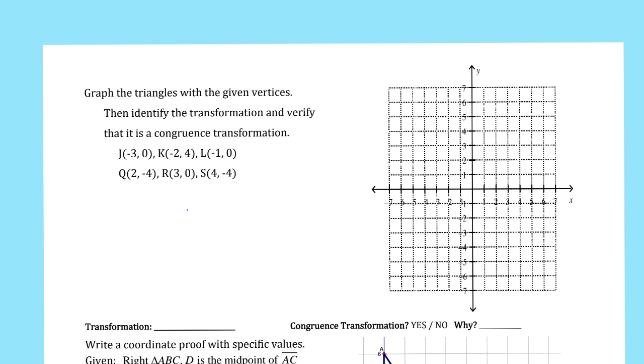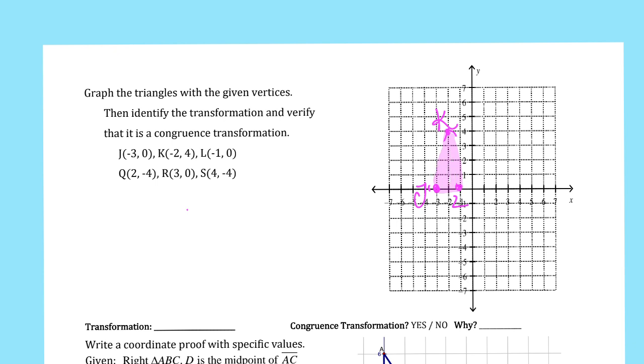So let's do J, which is -3, 0. That's J. And then K, which is -2, 4. That's going to be K. And then L, which is -1, 0. So that's our first triangle. I'm not connecting the arrays nicely. Let me erase these a minute and see if I can draw them a little less sloppy. If you go from K to J, and then from here to here, and from here to here, you've got a little triangle.